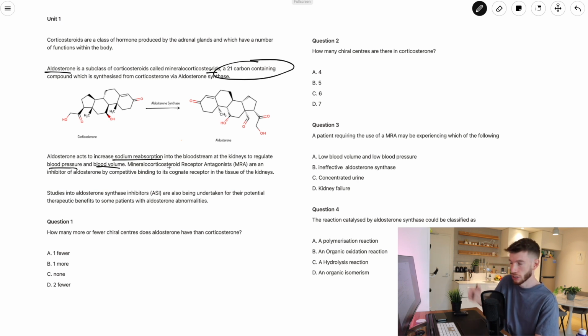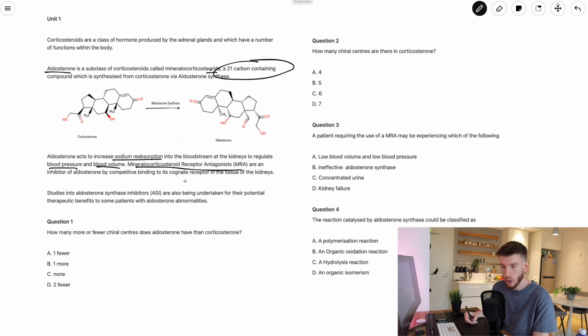So we get that definition coming in now. So I'm just going to make note of that. Anything that I'm underlining, obviously you can't underline in the real exam. Underlining for me here is just to point out these are the things that I'd at least be making a mental note of, or else scribbling down on the scratch paper as well. So these MRA antagonists are an inhibitor of aldosterone by competitive binding to its cognate receptor in the tissue of the kidneys.